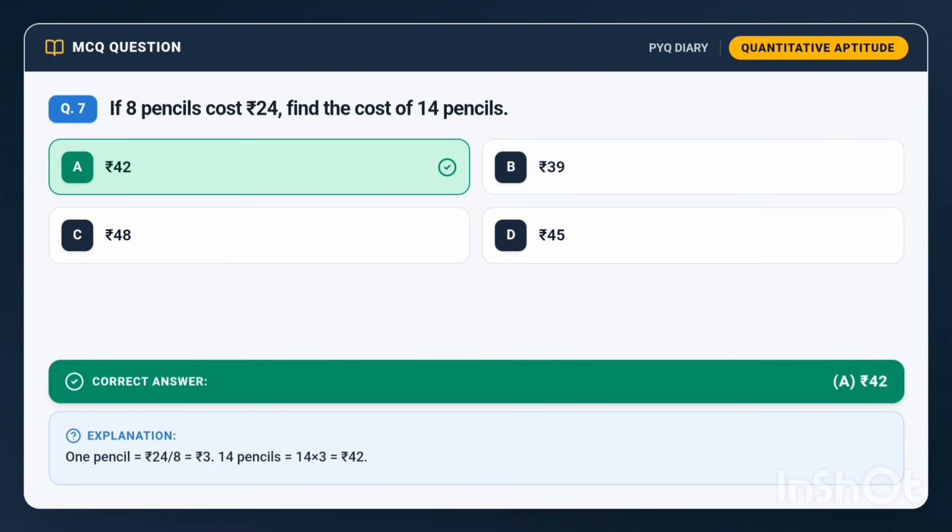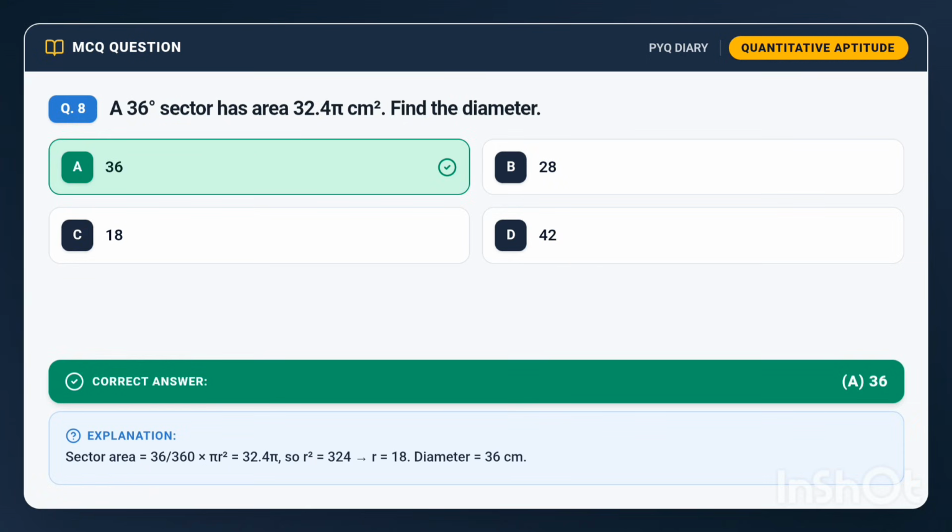Question number 8. A 36-degree sector has an area of 32.4 pi square centimeters. Find the diameter. Your options are A, 36, B, 28, C, 18, and D, 42. The correct answer is option A, 36.